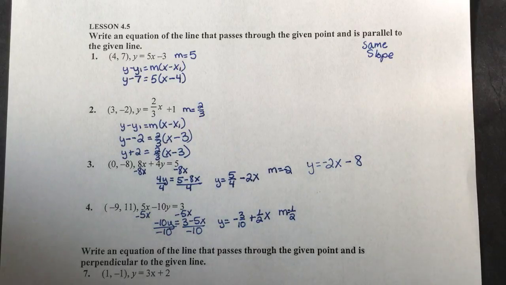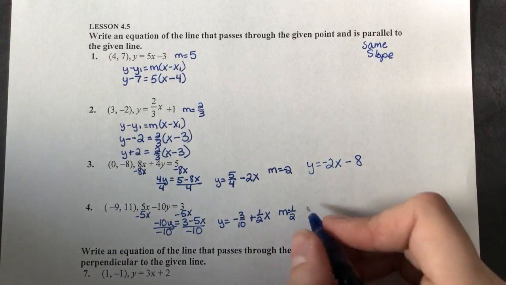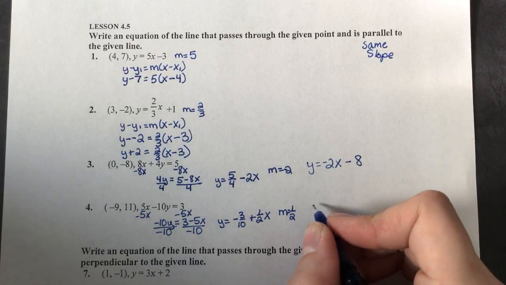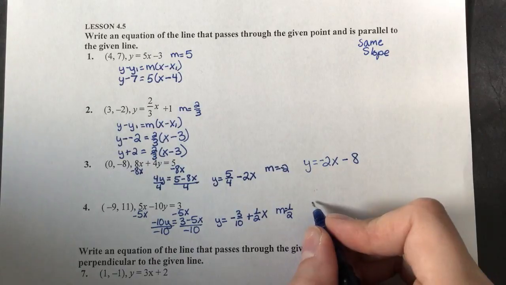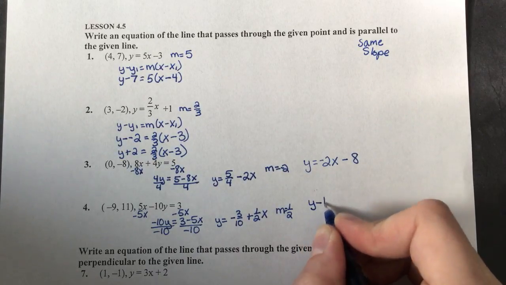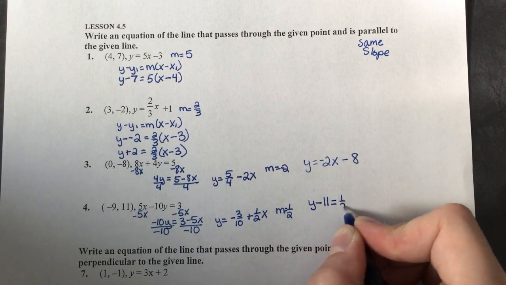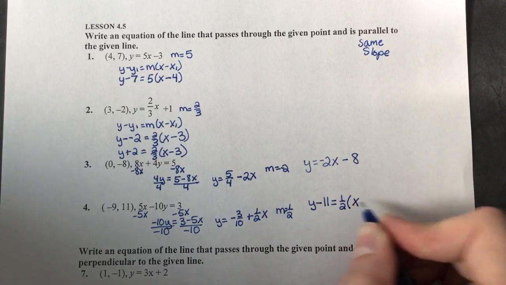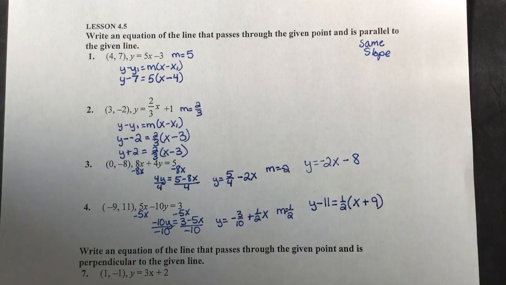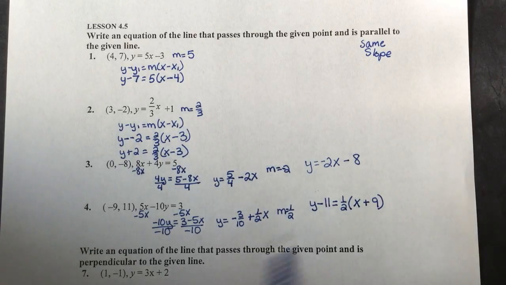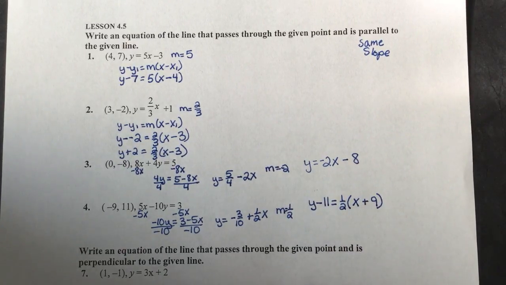Okay, because I don't automatically have my y-intercept, I'm going to go back to the point-slope form. That is slope-intercept form. And write y minus 11 equals 1/2 times x plus 9. Why did I have it be plus? Because I'm subtracting because of the formula, and it's a -9. Subtracting a negative is plus.